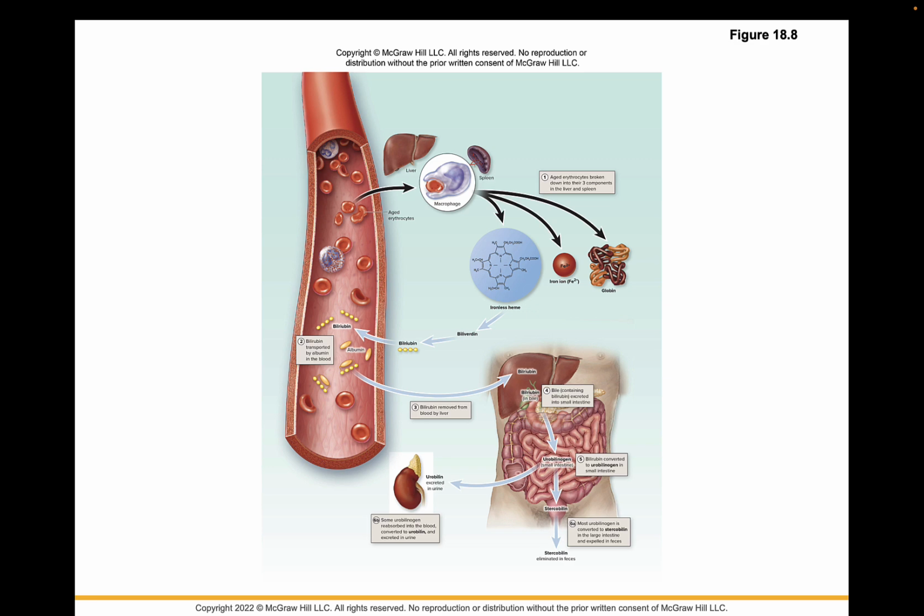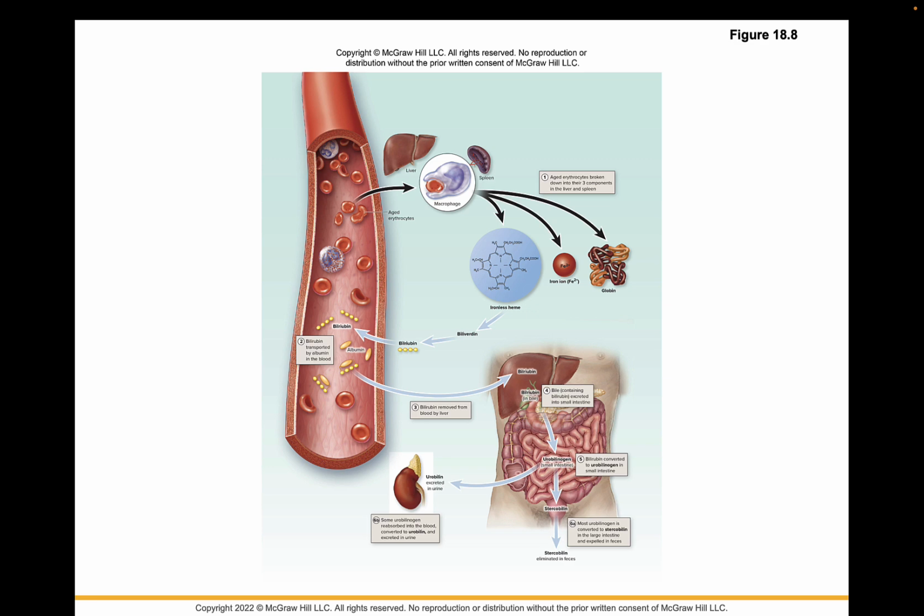So we're going to actually see that come into biliverdin or bilirubin, and bilirubin will be transported by albumin within the blood, and eventually bilirubin will be removed from the blood by the liver. Bile containing bilirubin will be excreted into the small intestine. Bilirubin will be converted to urobilinogen in the small intestine, and most of this is actually going to be converted in the large intestine and gotten rid of in the feces. Some will actually be reabsorbed into the blood and eventually excreted in the urine.